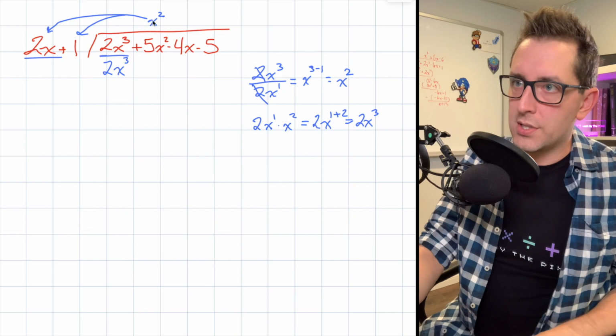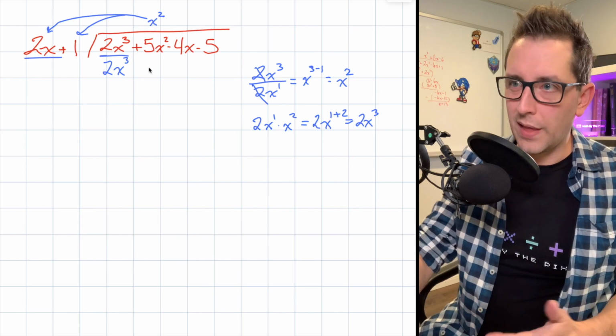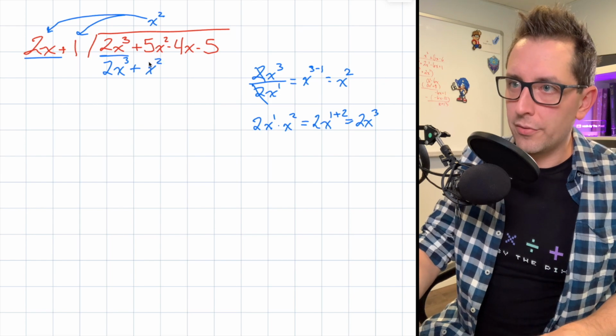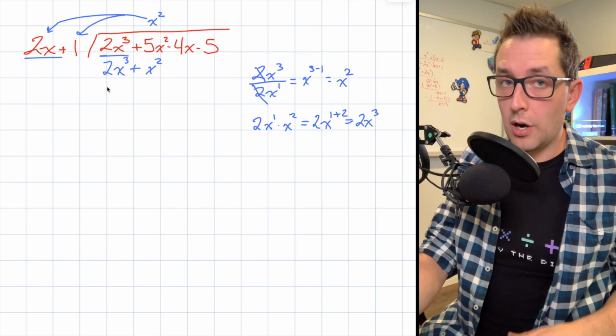And we'll repeat that process by taking x squared times 1. I'm not going to write that out because we know that's just going to be x squared. Anything times 1 is always just going to be itself. So we got a nice little expression here. That's the end of that step.